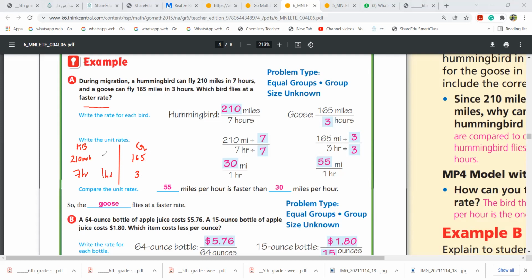So 1 hour, how much? That means you will divide what and what? You will divide 210 by 7. Here you will divide 165 divided by 3 and you will check. So this one is 30 in 1 hour and this one is 55 in 1 hour. So which bird flies faster? 30 miles in 1 hour or 55 miles in 1 hour? 55 miles in 1 hour. That means goose or hummingbird? Goose. Did you understand, girls? How do I do it?